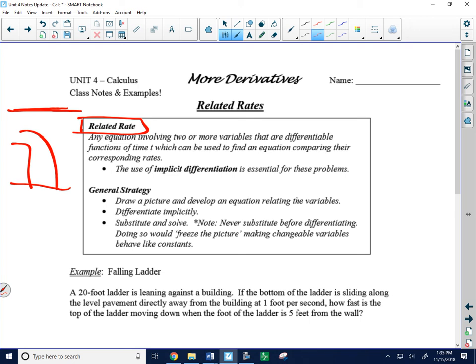Related rates. It's going to be an equation involving two or more variables. That's fine. Differentiable functions of time. Now this is totally new. We're going to do the derivative d dt, the derivative with respect to time.